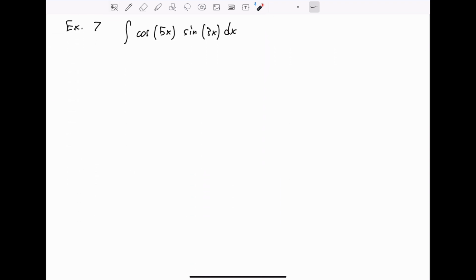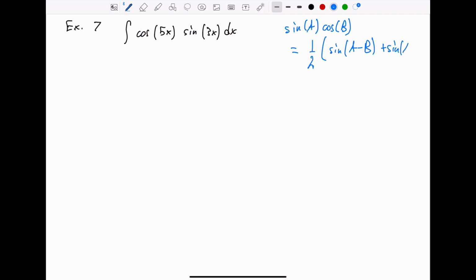Our product identity for sine times cosine, we have sine of A times cosine of B. We can write this as 1/2 times sine of A minus B plus sine of A plus B. All right, the order is actually reversed here in the integral, we have cosine times sine. So I'm going to rewrite the order. I can just interchange the order since I'm multiplying. So sine of 3x times cosine of 5x.